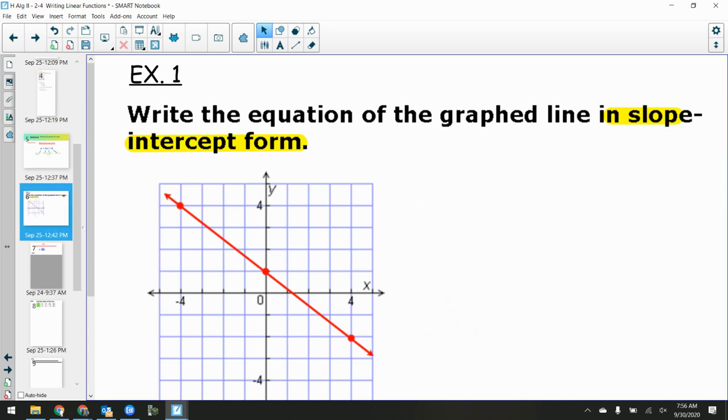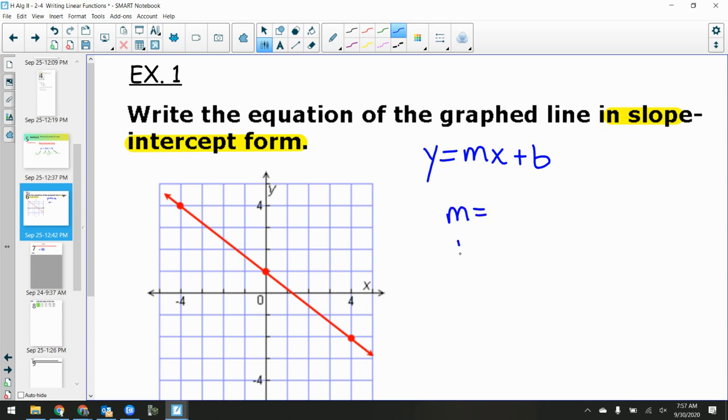Write the equation of the graphed line in slope-intercept form. I'm going to be telling you to write it in a particular form. More often than not, we're not going to be working with point-slope form. It has its uses, but usually I'll ask you to write things in slope-intercept form, which is that y equals mx plus b form. So to write it in slope-intercept form, I need to identify what the slope is and what the y-intercept is. The easier part to pick out is the y-intercept.